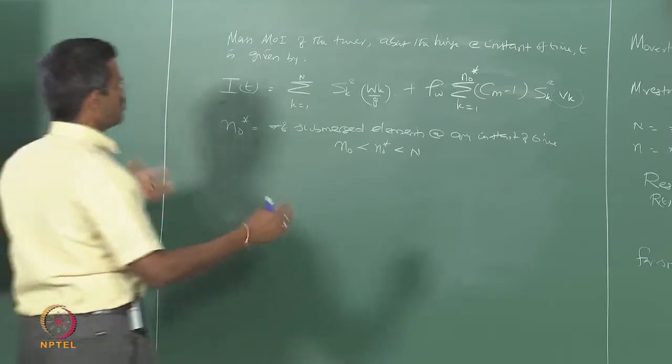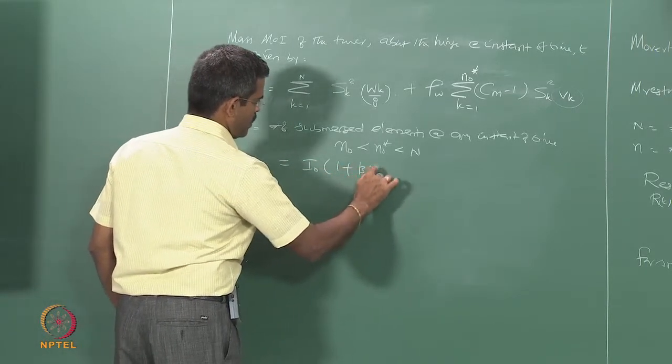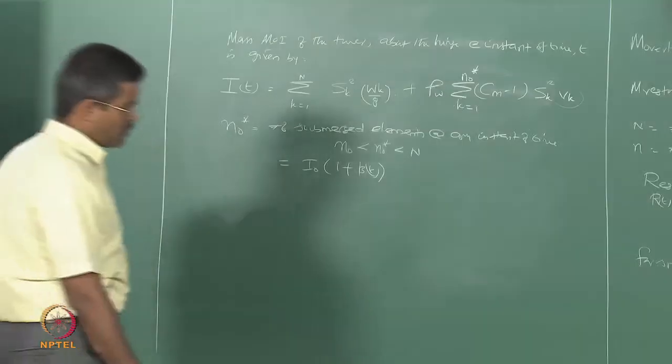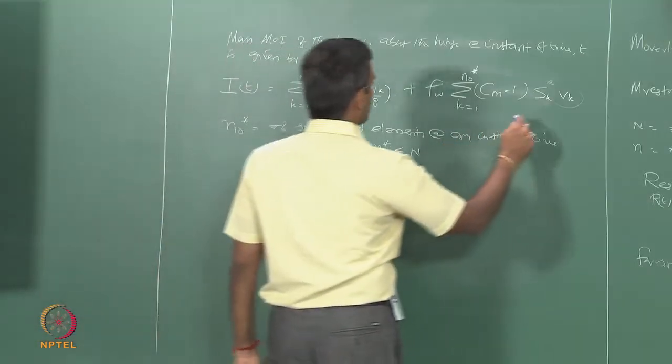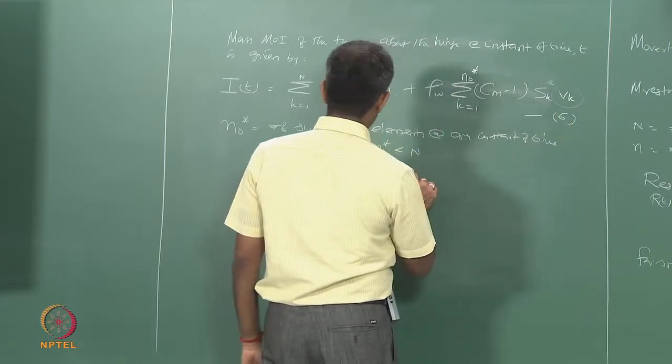Now we know in the equation of motion this should be actually equal to I0 of 1 plus beta t, is it not? This should be equal to that. That is the participating term from inertia. So let me call this equation number 6, and I can call this equation number 7.